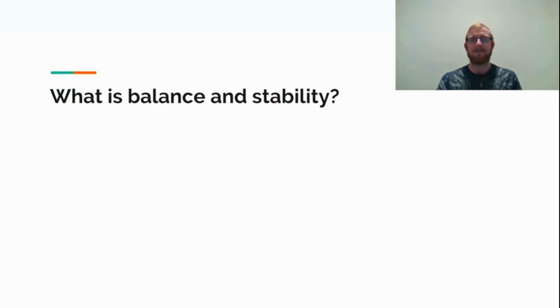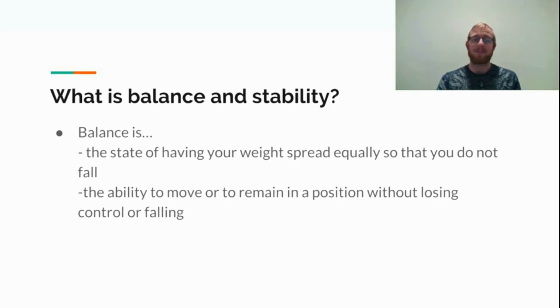Let's start here. Balance is the state of having your weight spread equally so that you don't fall over, pretty straightforward, or the ability to move or remain in a position without losing control or falling. Now that sounds quite relevant to the movement that may be going on in physical activity.